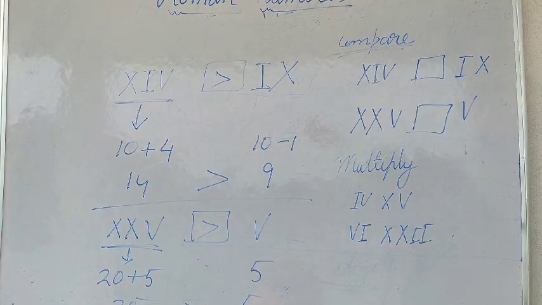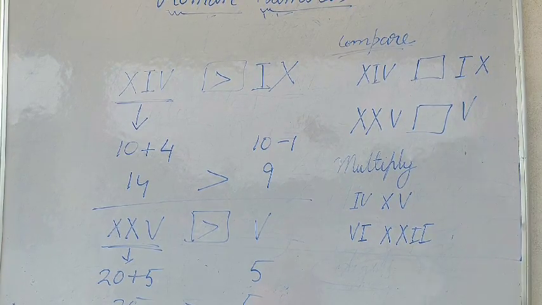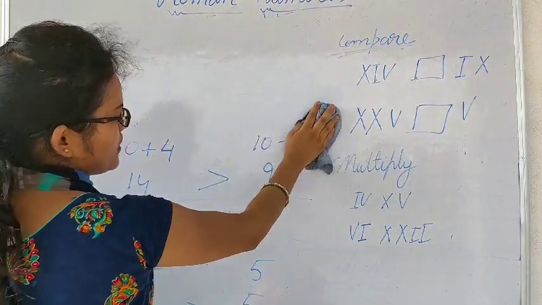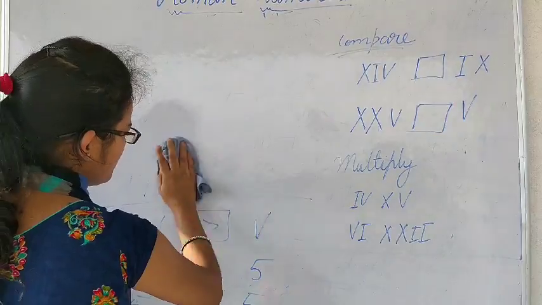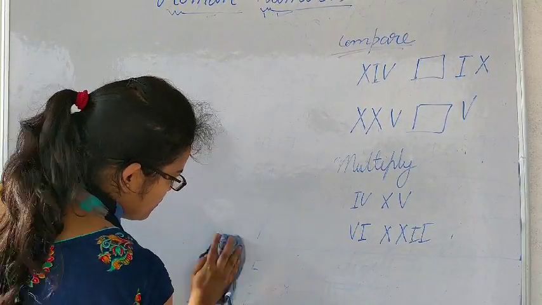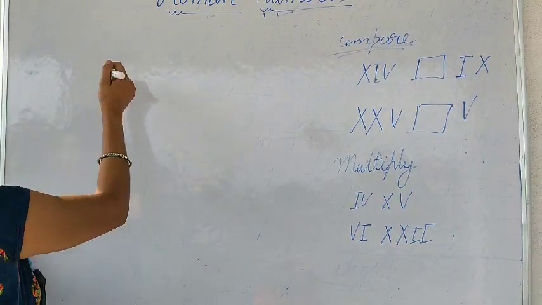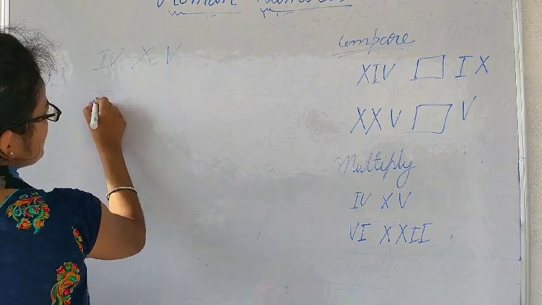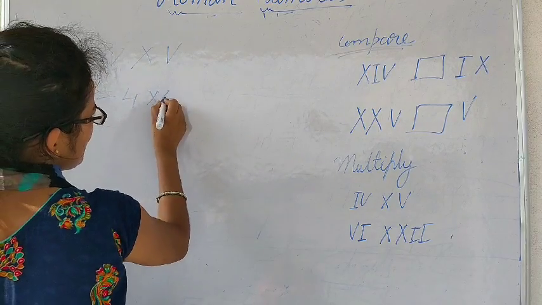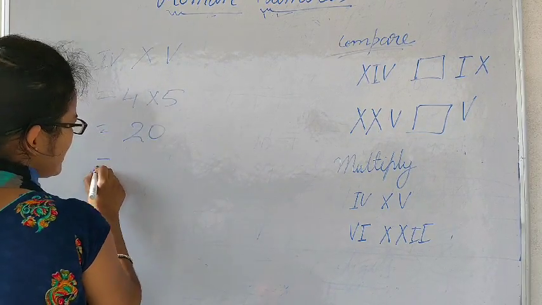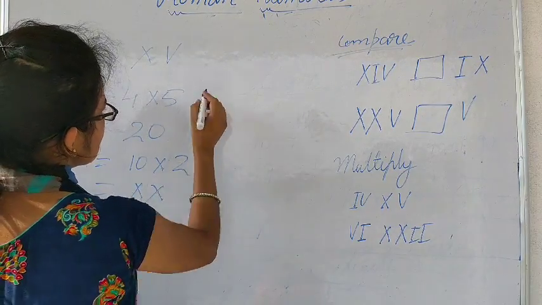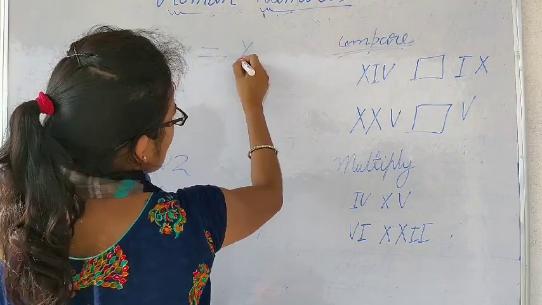Now the next question is, multiply two numbers given in Roman numerals. First number is 4 multiplied by 5. So 4 multiplied by 5 is 20. How can we write 20? 10 multiplied by 2. So our answer for 4 multiplied by 5 is 20.